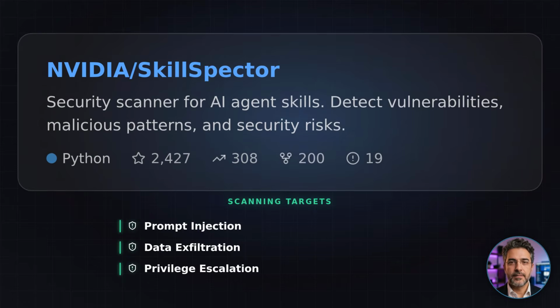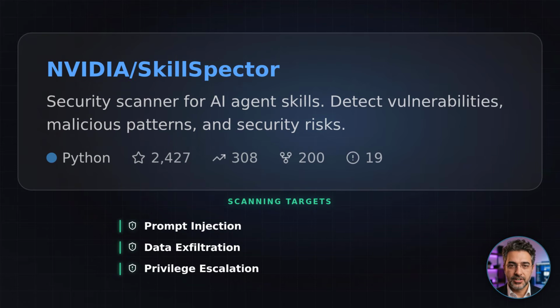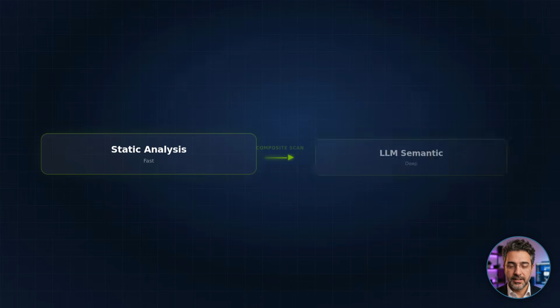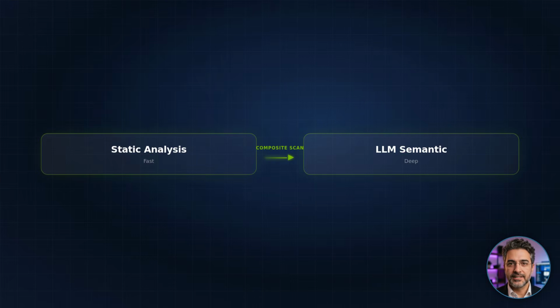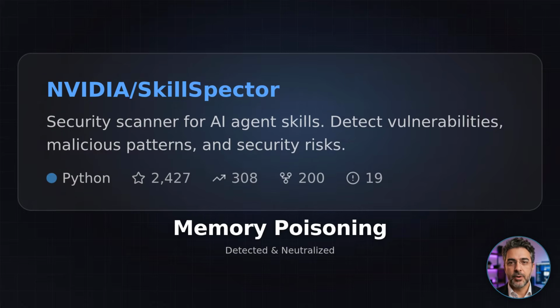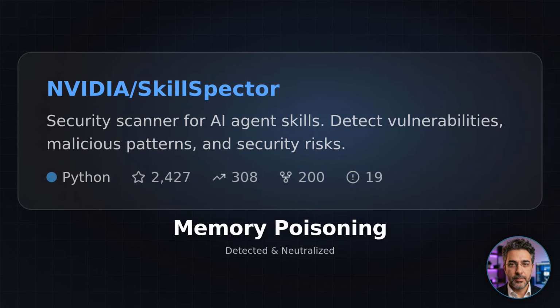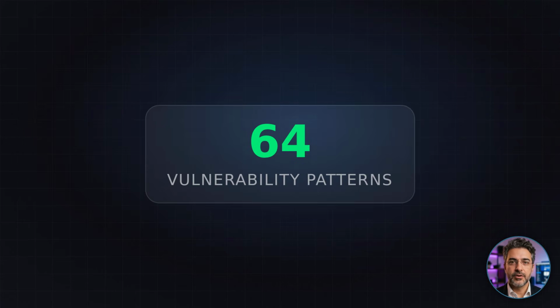SkillSpector scans for things like prompt injection, data exfiltration, and privilege escalation. It uses a mix of fast static analysis and deeper LLM semantic checks. It can even detect memory poisoning, where an agent is tricked into storing bad info. It has 64 different vulnerability patterns.